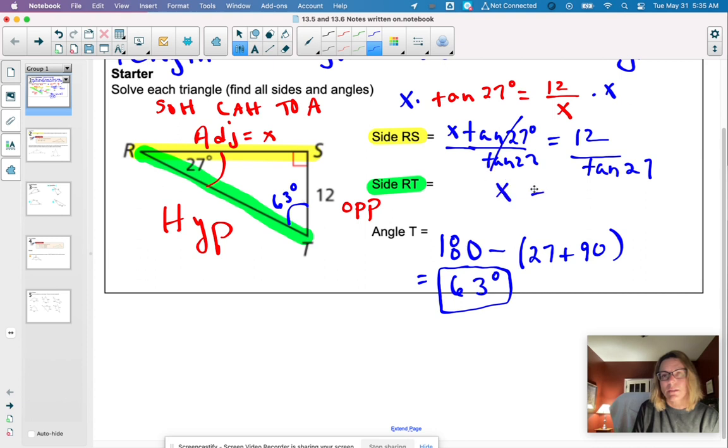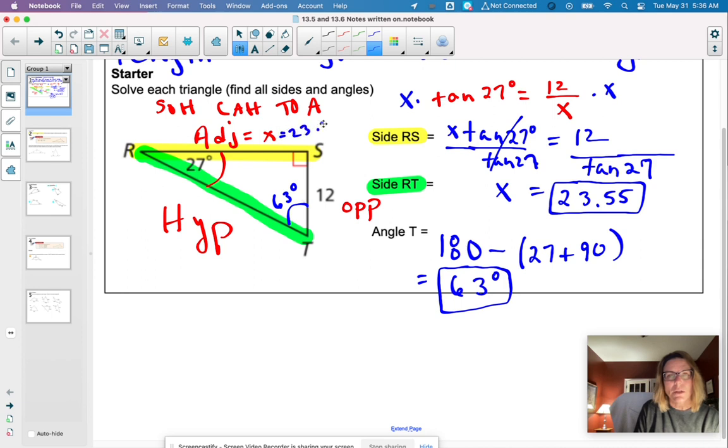And then we're going to divide both sides by tan 27. And we get X is equal to 12 divided by tan 27, and you're going to get 23.55 if we round to the nearest hundredth. So this side right here is equal to 23.55. And remember, make sure your calculator is in degree mode.